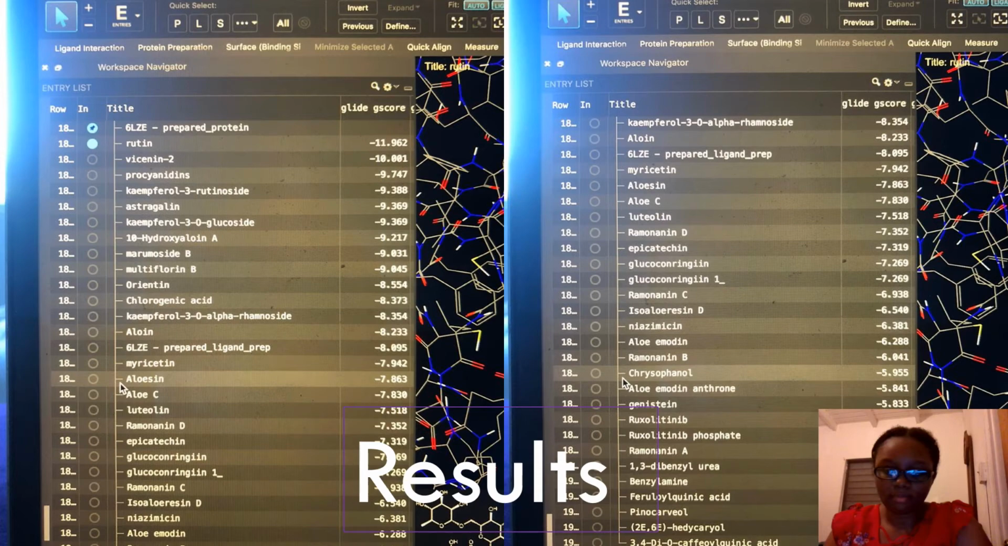So, as you see here, aluine, which is negative 8.233, would be a good inhibitor of the 6LZE protein. But LOC, which is negative 7.830, wouldn't be a good inhibitor of the main protease because it has a lower glide score than the main protease.